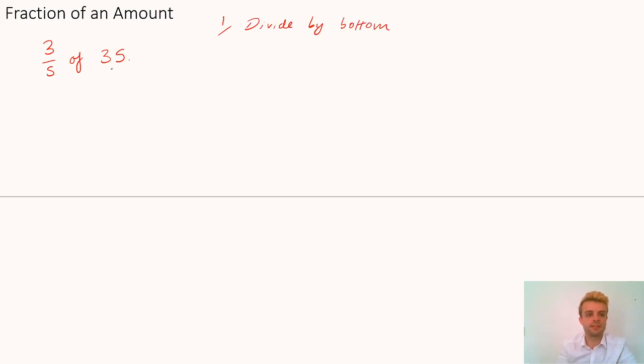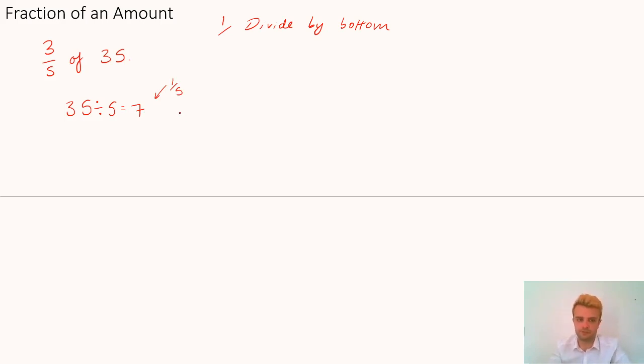So what I mean is you'll take the large number, the 35, and divide it by the number that's on the bottom of your fraction, the denominator. So the bottom of our fraction is 5, so we're going to divide by 5. Now what we've actually found there is 1/5. We've split it into 5 pieces, so each piece is a fifth.